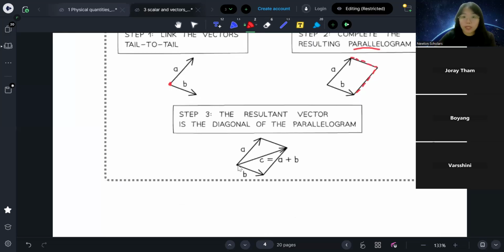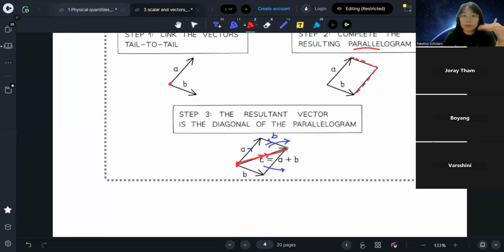Resultant force will be your starting point until your ending point. This is your resultant force. Okay, Year 10 and Form 5, we learn this. I'm just recalling. You will find that this triangle and this triangle give the answer of the triangle method. Can you see that? This one is A, B. Then this is the resultant force.